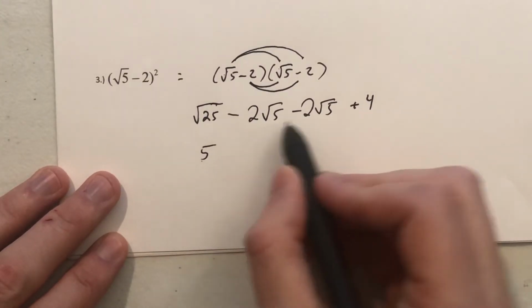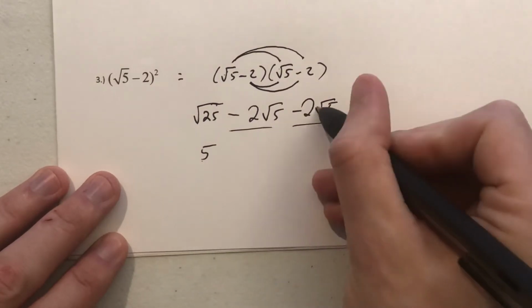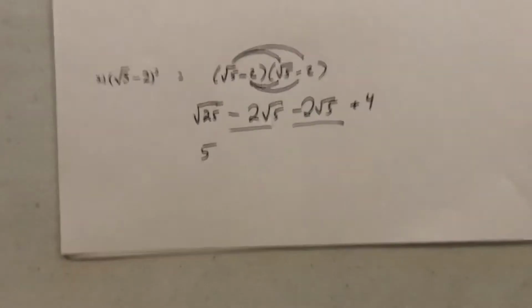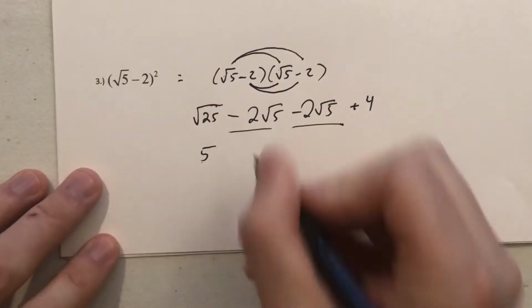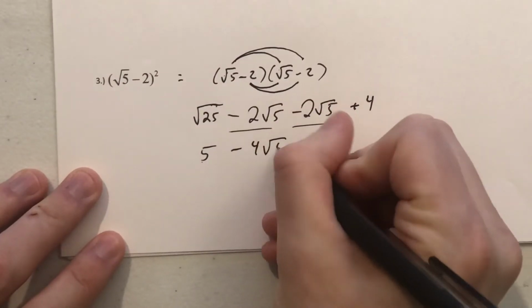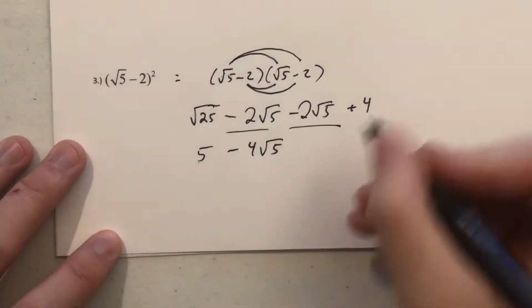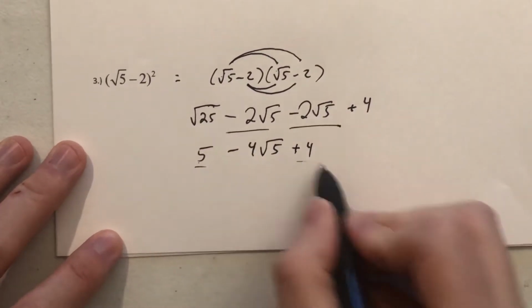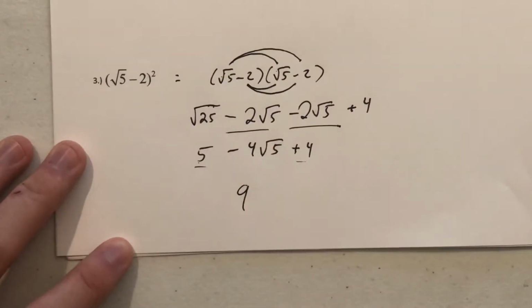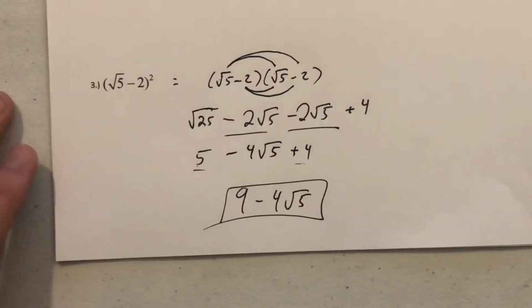Here, notice, these are like terms that we can combine because they're both square root of 5. That was our rule: same index and radicand, meaning we can combine the outsides and get a negative 4 square root of 5. Again, don't change what made them like terms. I'll bring down the 4, and now that we've simplified that, a little more like terms can be combined to give me a 9 and a minus 4 square root of 5.